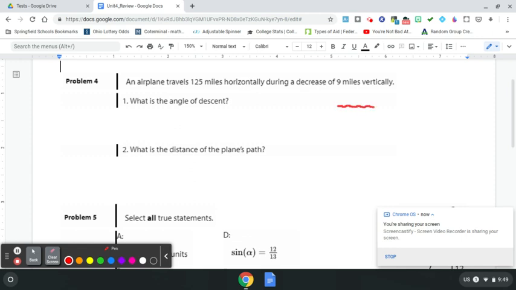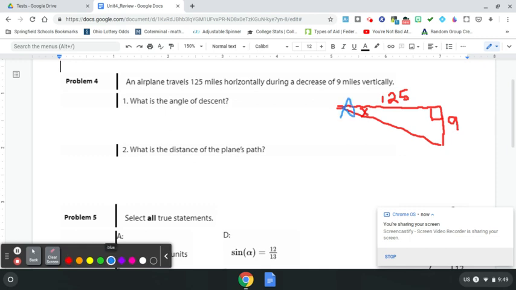All right, so I'm trying to be speedy here because I'm limited on time. So I'm not going to go through all the steps of drawing my beautiful plane, but here's our situation. As the plane travels 125 miles horizontally, it also drops 9 miles vertically. The question is, what is the angle of descent? So I'm looking for that angle up there in the top left-hand corner.